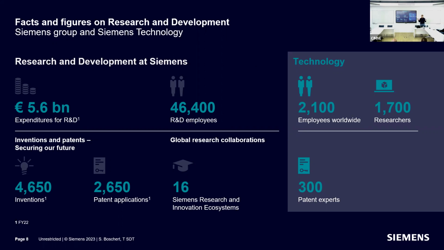Okay. As I said, we have this central technology department, which is quite large. So 2,000 people are working worldwide for Siemens technology. Overall, within Siemens, around 45,000 people are in R&D, so research and development is really one of the key success factors for Siemens. We also have a large patent department that makes sure all our inventions are kept safe for Siemens. And usually we are number 1, 2, 3, depending on the year, in the number of patent applications. So yeah, we really try to be very innovative.